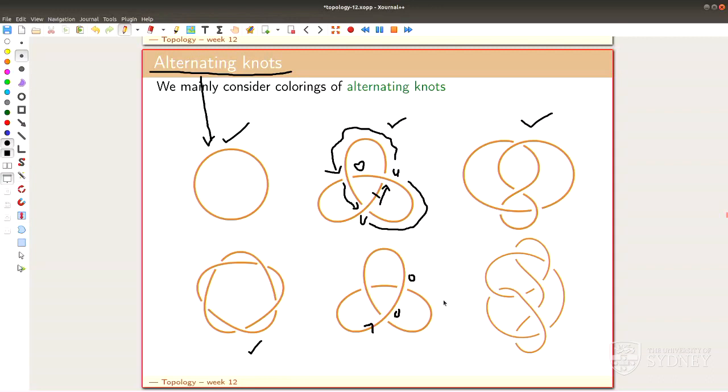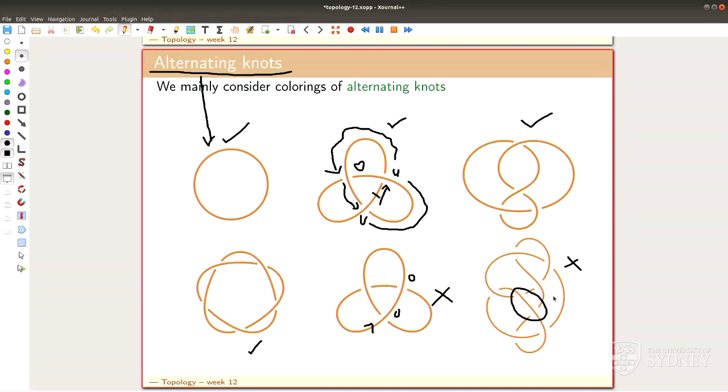And here, let me see, it's not alternating. We have this little pair here. So you go over and over in a row. So from a knot projection, you can easily read off whether it's alternating or not. And alternating knots are just much, much easier. So for example, for alternating knots, the crossing number is extremely easy to compute. It's just only what you see. But for non-alternating knots, it's much trickier.